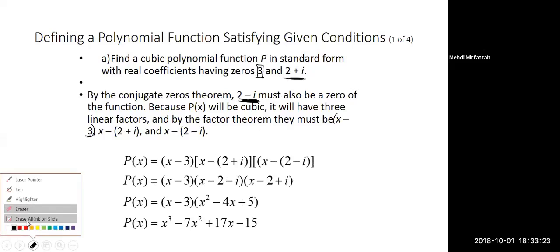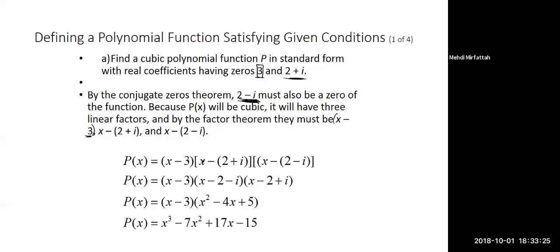So what I need to do now is to remove the parentheses here. If I distribute this minus here and distribute this minus here, I get x minus 2 minus i here, and x minus 2 plus i here. Negative would be plus. And then these two terms here, their product would be x squared minus 4x plus 5.